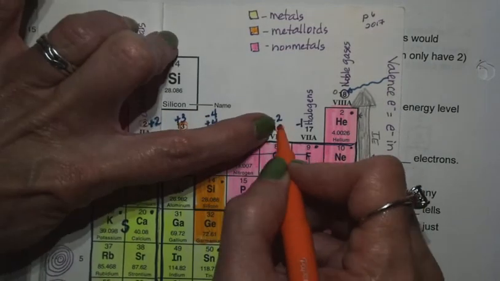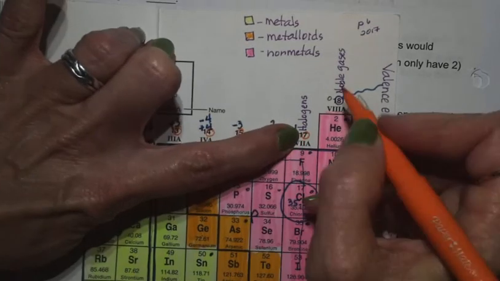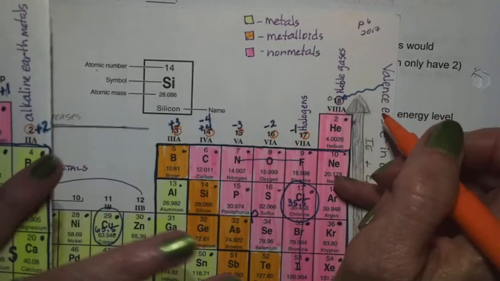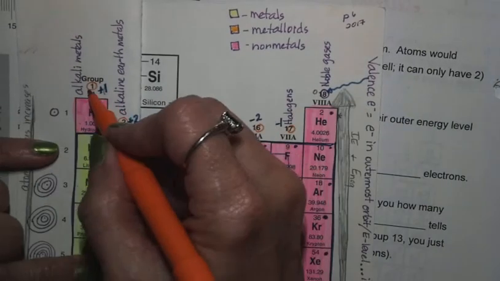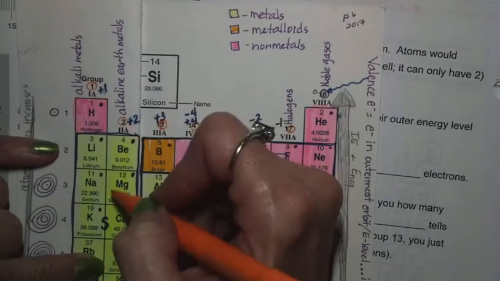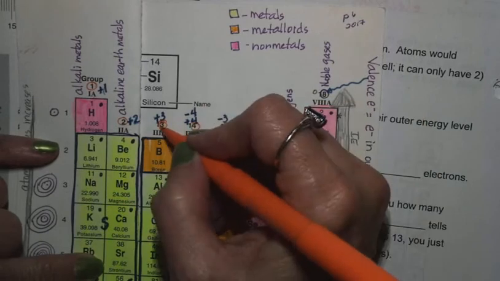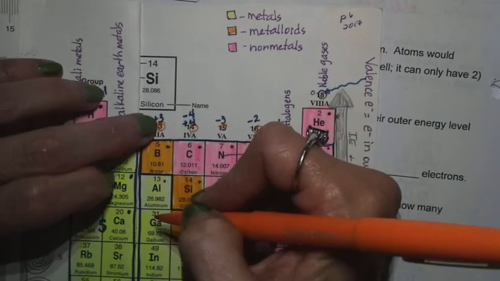Those are the group numbers, and they tell you the valence electrons. So everybody in this group has 1 valence electron. Everybody in this group has 2 valence electrons. Everyone in this group has 3. Again, you have to cover up the 1. Everybody in group 14, cover up the 1, they all have 4 valence electrons. So it's the group number.